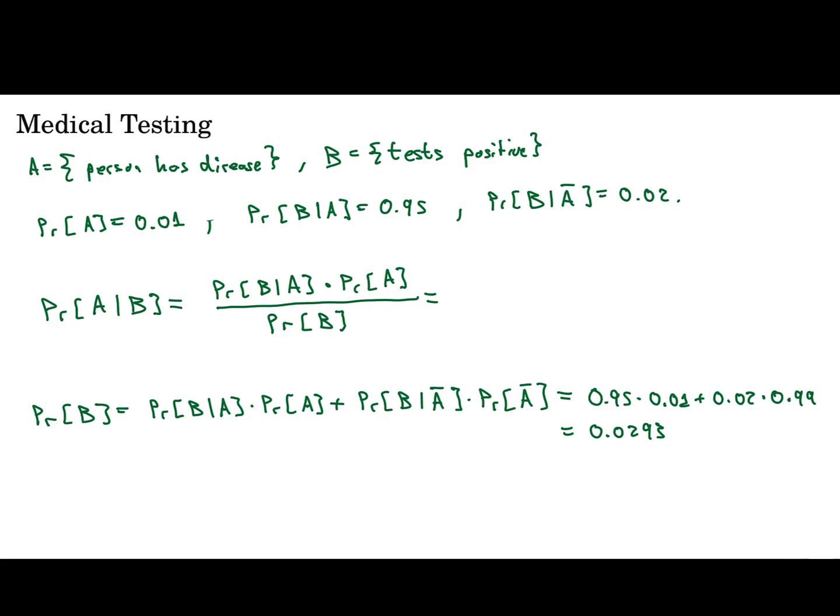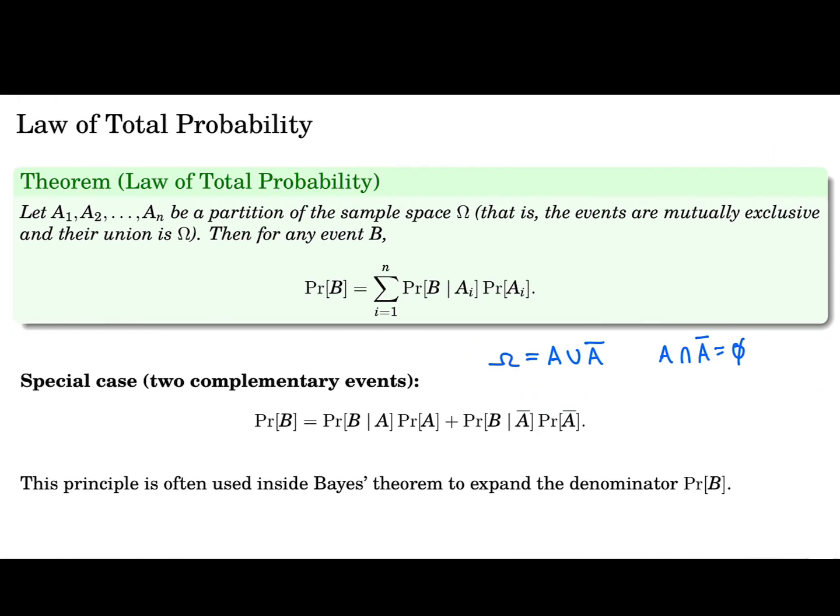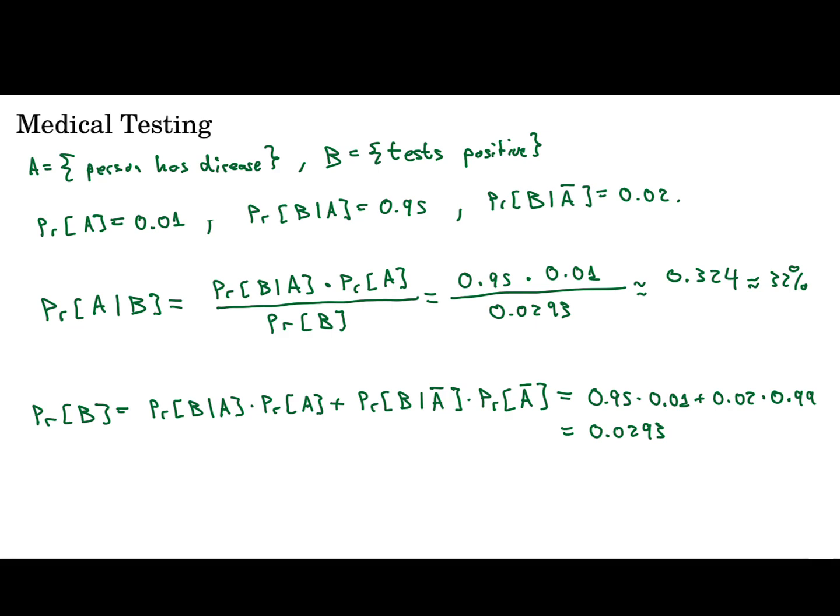And so now we can replace here also. So the probability of B given A, 0.95, times the probability of A, 0.01. And you divide this by 0.0293. And this is going to be approximately 0.324. So around 32%. So you see, even though the probability was 95% for the test, the probability that the person actually has the disease, given that they tested positive, is around 32%.